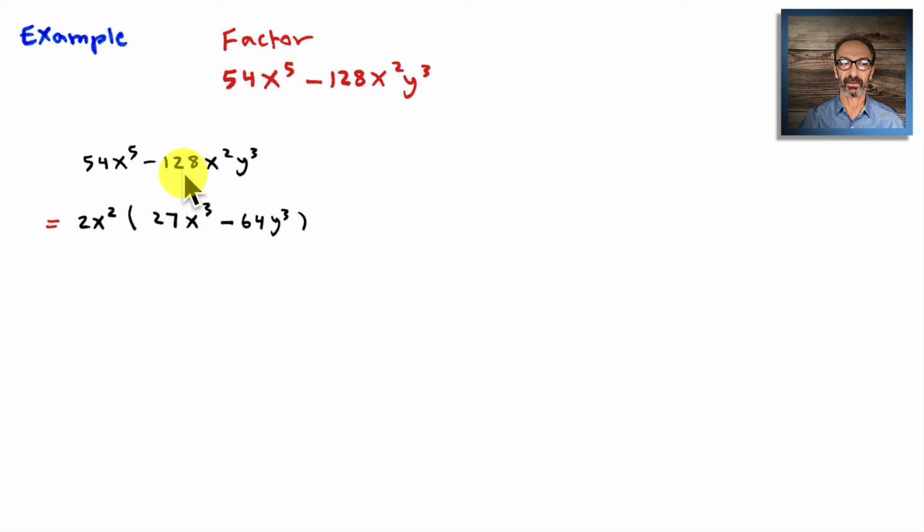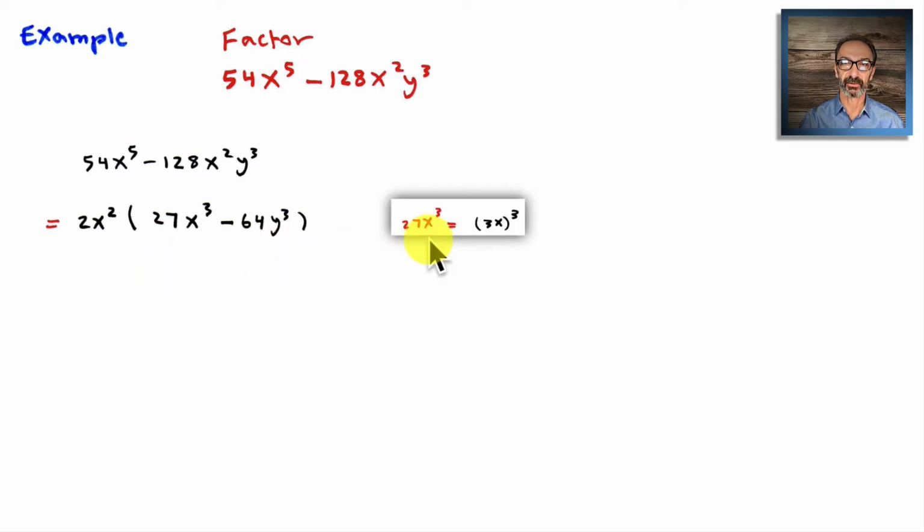128, take 2 out as a factor. That's 64 now left for me. Take x to the second out. There is no more x to the second right here. Now looking at this right here, that's a difference between 27x cubed and 64y cubed. Let's see if those are perfect cubes. So we could look at this as a difference of perfect cubes.